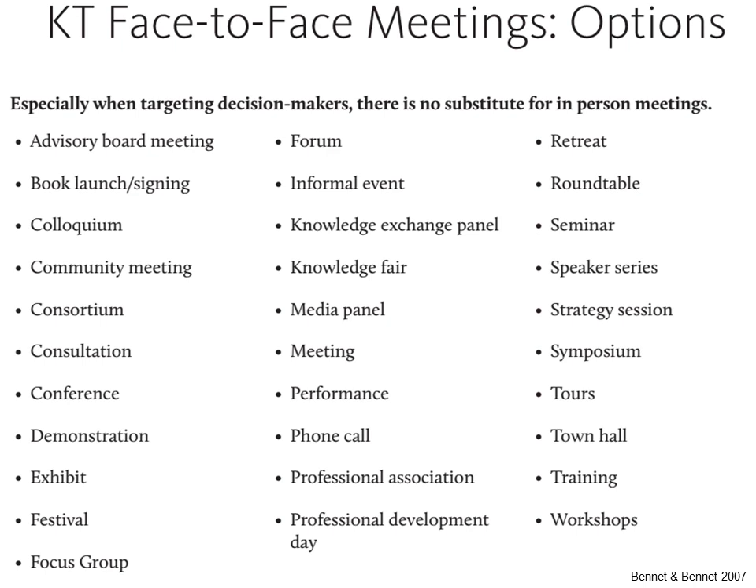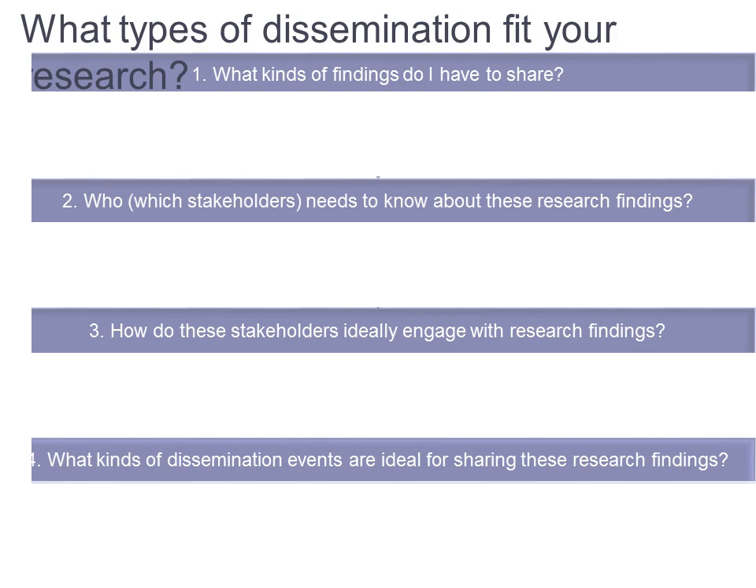So here is another worksheet, and I see the font is a bit off. Sorry about that. So what types of dissemination fit your research? The R is cut off there. These are some questions for you to answer for yourself so that you can begin to create a dissemination plan for your particular set of analyses. Again, probably each analysis or project that you're working on requires a unique dissemination plan.